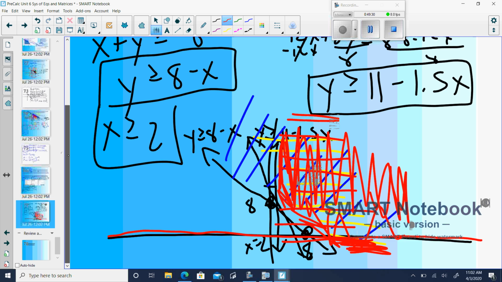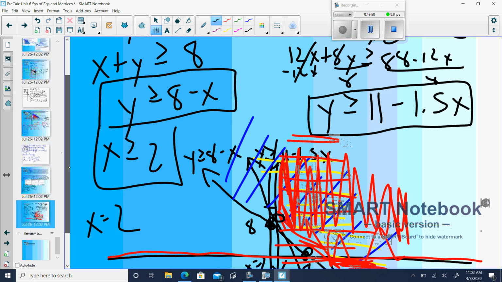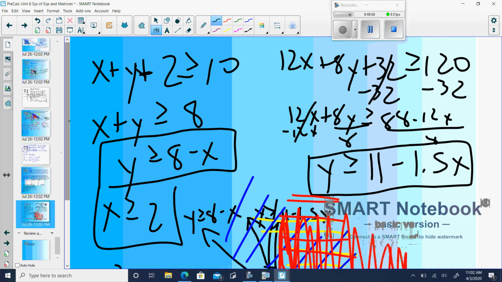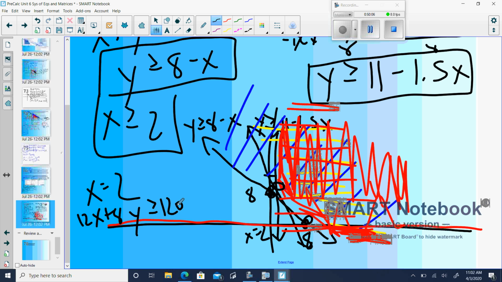So let's try to clean this thing up. Okay, so that's one vertex where x equals 2 meets up with the graph of y is greater than or equal to 11 minus 1/2 x. So that was 12x plus 8y. If I take that and rearrange it, we have 12x plus 8y is greater than or equal to 120. And then we come down here and we have the place where 12x plus 8y is greater than or equal to 120 intersects with x plus y is greater than or equal to 10.